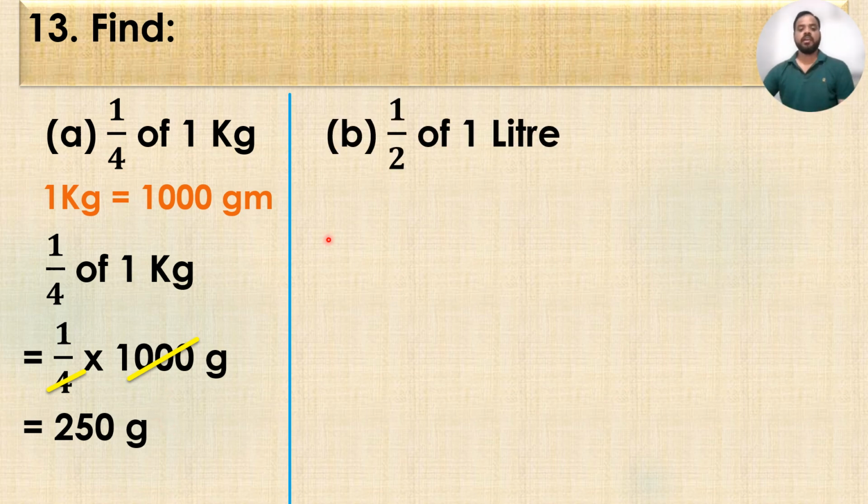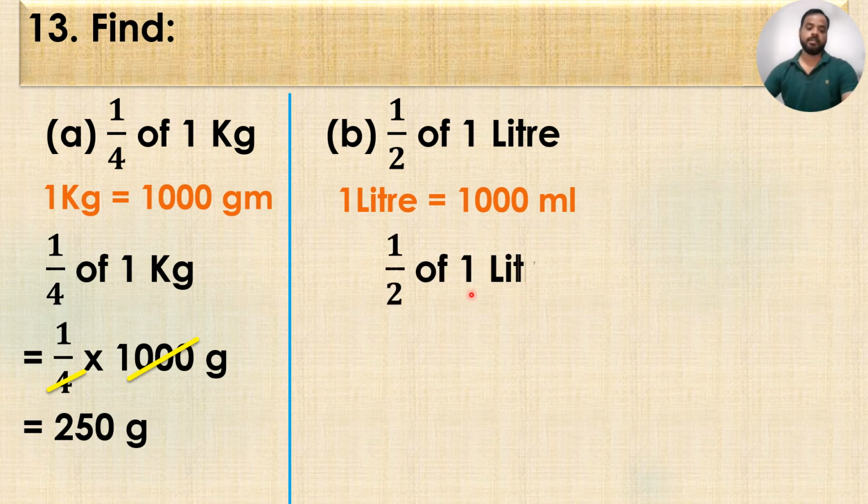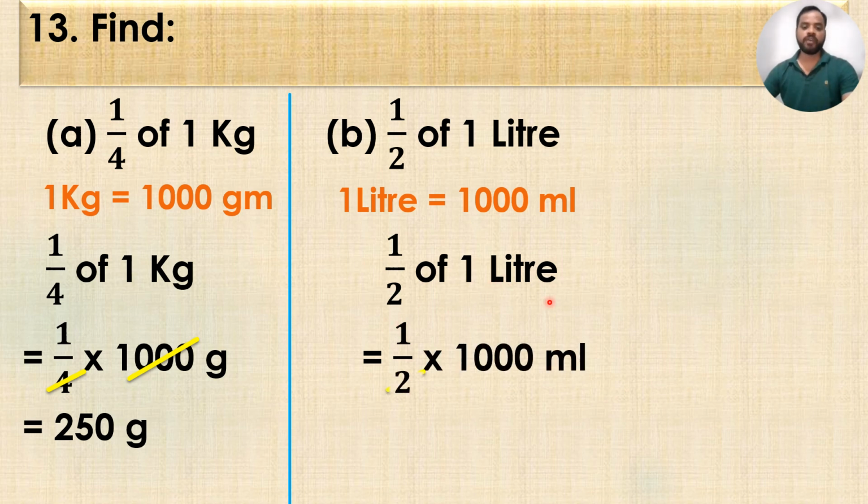Now the second part, we have to calculate 1 by 2, half, of 1 liter. So we know that 1 liter is equal to 1000 ml. Means 1 liter is equal to 1000 milliliter. So half of 1 liter is equal to half of 1000 ml. We cut 1000 by 2. So 2 5s are 10. So we get 500 ml.